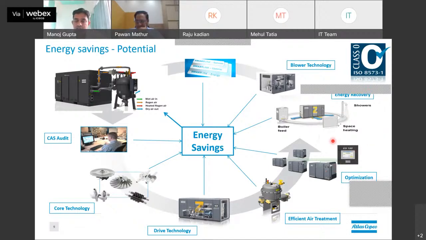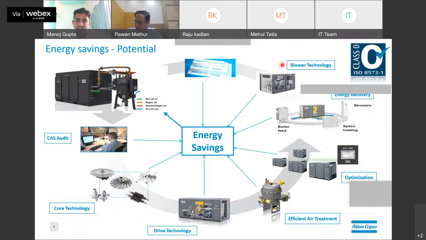Then we have energy recovery. Energy recovery means you can recover the energy of the compressed air compressor system in terms of hot water, which can be used in the boiler feed or space heating or showers, canteen, anything. So we have the energy recovery available for screw compressors as well as centrifugal compressors, both.